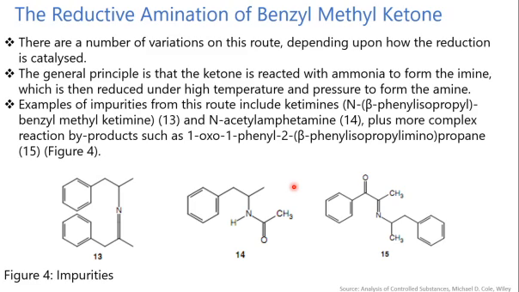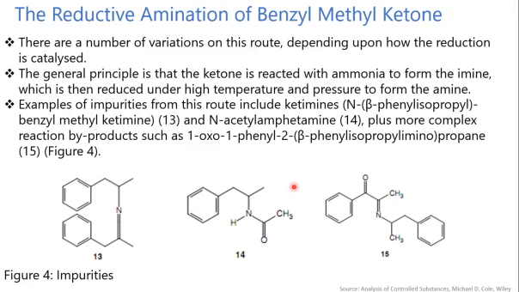Then the reductive amination of benzyl methyl ketone. So there are a number of variations on this route depending upon how the reduction is catalyzed. So the general principle is that the ketone is reacted with ammonia to form the imine, which is then reduced under high temperature and pressure to form an amine.